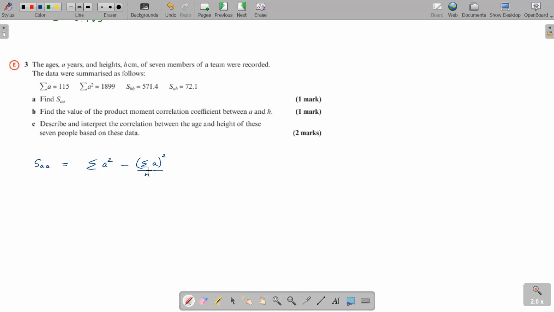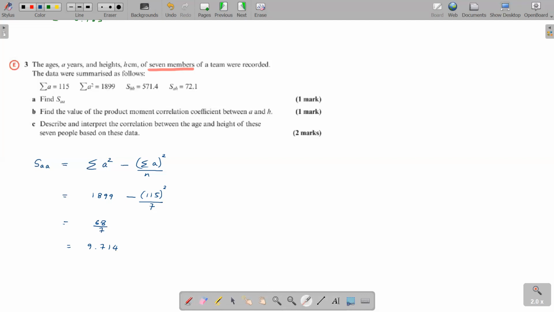I am simply using the Sxx equation. Instead of x, we use the letter A. And then sigma A squared is 1899 minus sigma A, which is 115, and you have to square it, divide by n. What's our n value? n is 7 members. Can you see, guys? They say there are 7 members, so that means you have 7 points of data. All right guys, so then you can get the Saa value. So Saa is 68 over 7, or in other words 9.714. All right guys, so this is the Saa value.